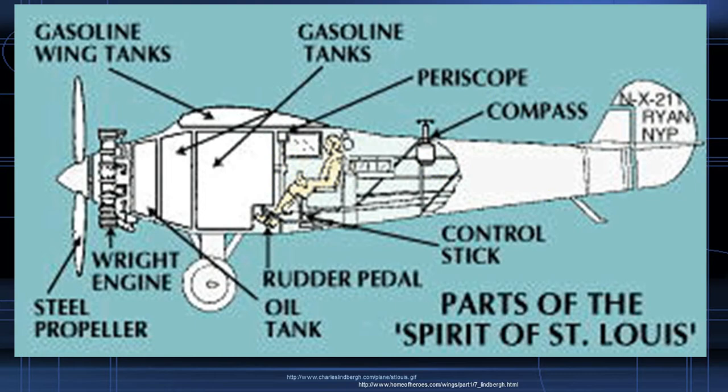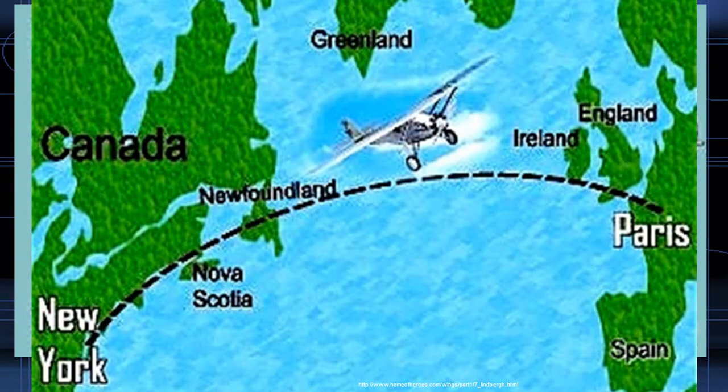I find it interesting. The engine's called the Wright engine. That must have been named after the Wright brothers. Here's his trip. He's going to leave New York, fly over land as much as possible, then get over the ocean and end up in Paris.